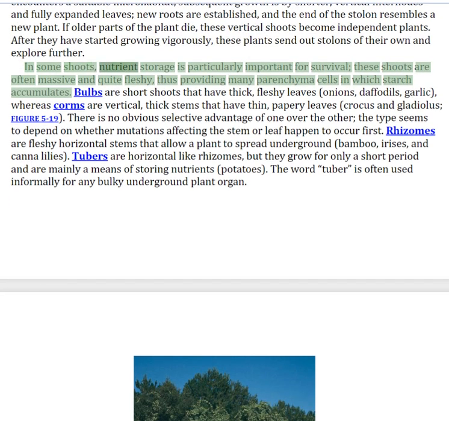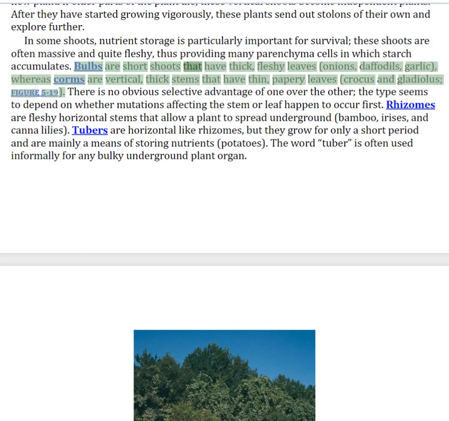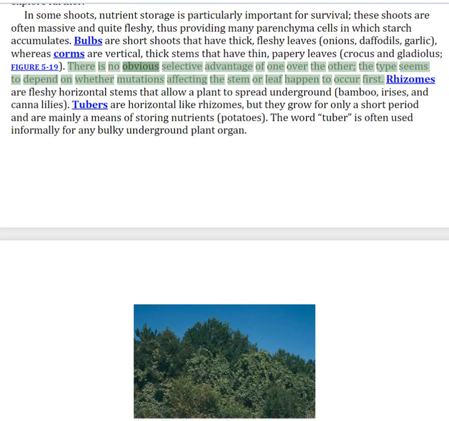In some shoots, nutrient storage is particularly important for survival. These shoots are often massive and quite fleshy, thus providing many parenchyma cells in which starch accumulates. Bulbs are short shoots that have thick, fleshy leaves, whereas corms are vertical, thick stems that have thin, papery leaves. There is no obvious selective advantage of one over the other. The type seems to depend on whether mutations affecting the stem or leaf happen to occur first.